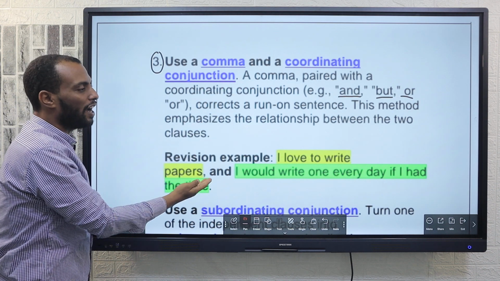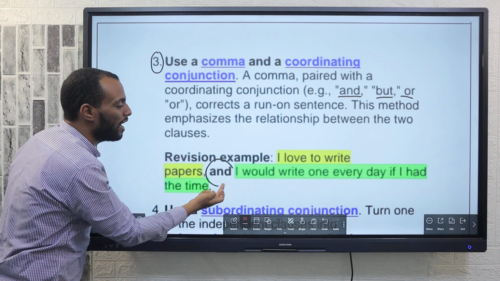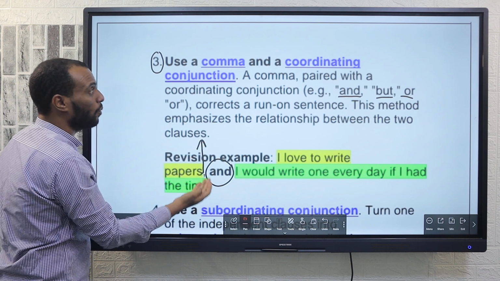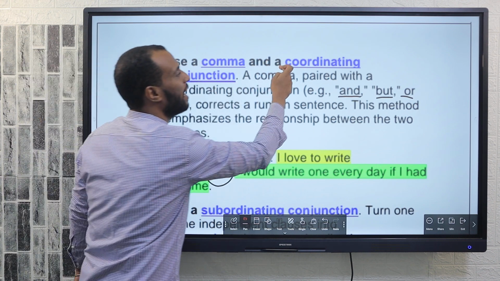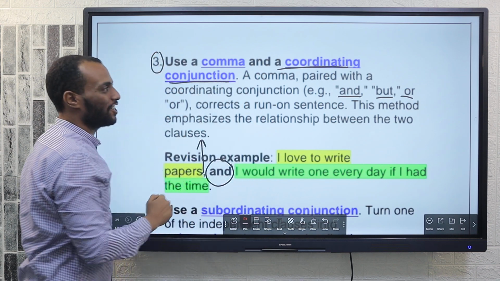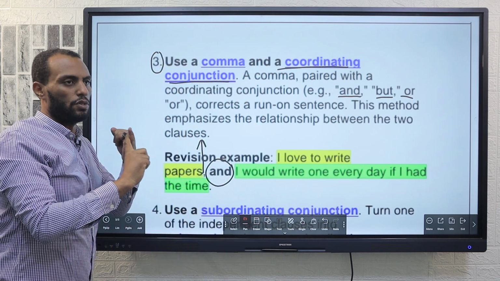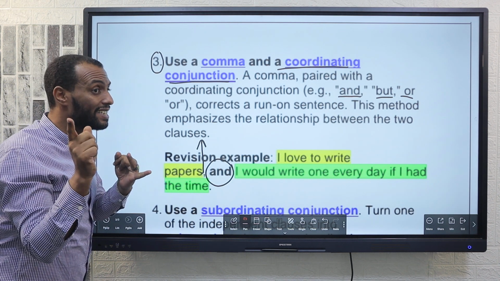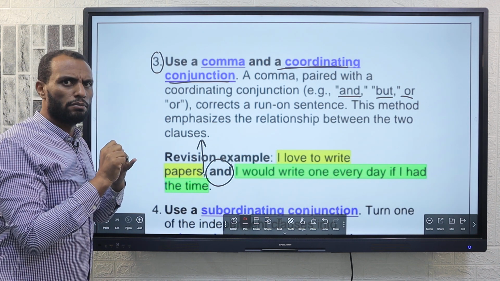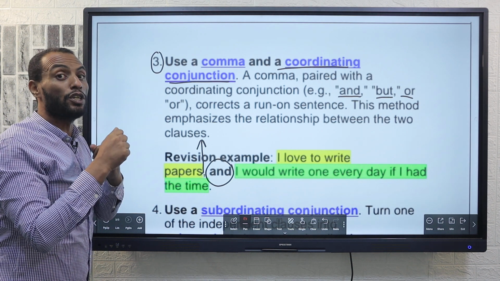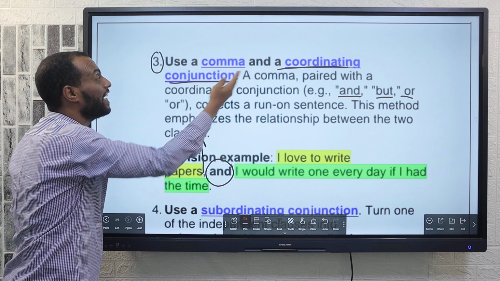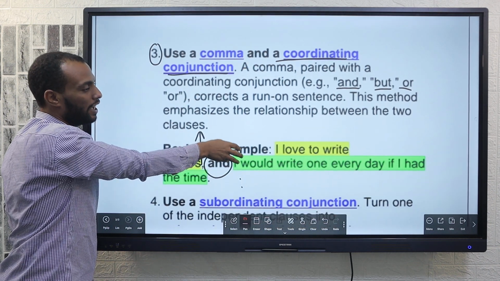So here, if you have the same example, and this time you have "and". Take care, I have a comma. What do we name "and"? We name it a coordinating conjunction. So till now, solution number one, use a period. Solution number two, use what? Is it a comma? No, it's not correct. So use a semicolon. And then for the third one, use a coordinating conjunction.